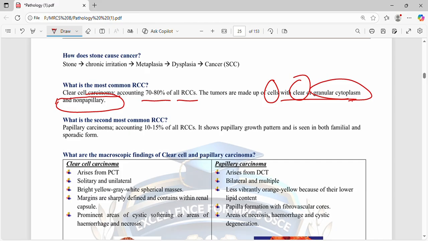What is the second most common RCC? Papillary carcinoma. Papillary carcinoma is the second most common RCC, accounting for 10 to 15% of all RCCs. It shows a papillary growth pattern and is seen in both familial and sporadic forms. The most common form of RCC is clear cell carcinoma.